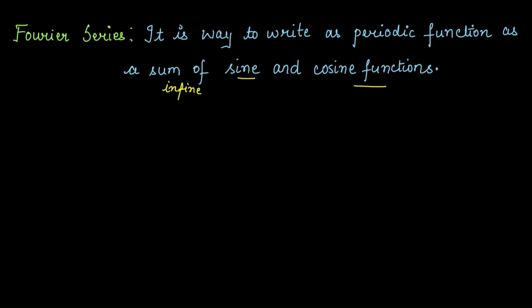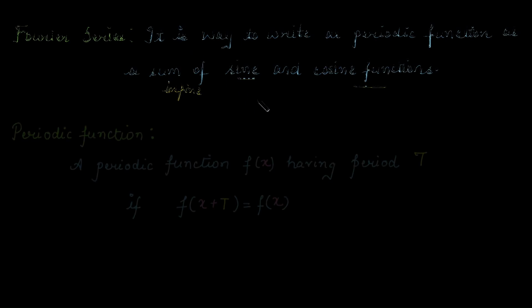Now, when is it used? Fourier series is used whenever we have a waveform, such as when we are receiving some signals where signal processing is used. In that case, we can use the Fourier series in order to manipulate that signal wave.